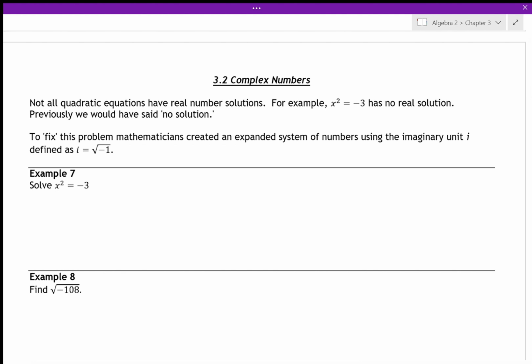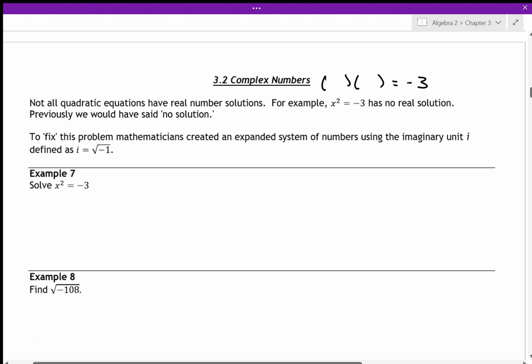I can explain it. Right here it says not all quadratic equations have a real number solution. Right, that would be like in my last video, I talked about maybe you'd say no solution or zero solution. For example, we look at x squared equals -3. Right, there's no way that two of the exact same numbers can multiply together to give you -3.